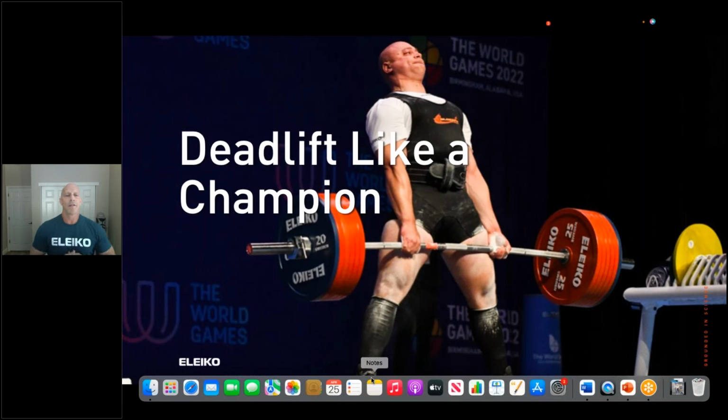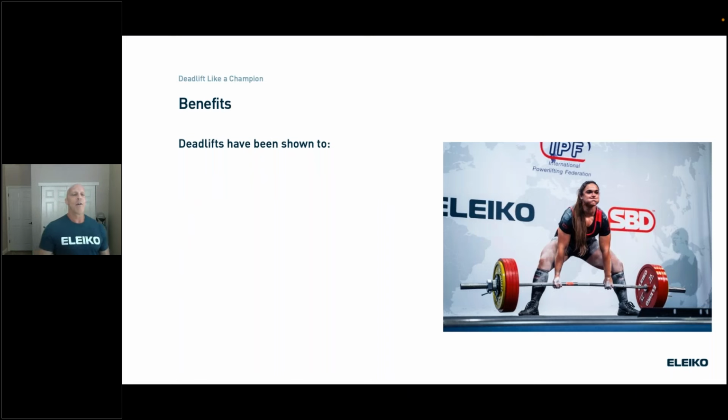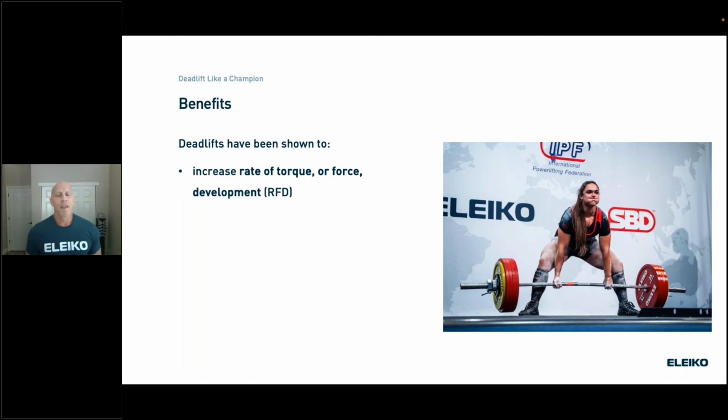As we go through this, I'm going to break it down. First, I'm going to get into some of the benefits that we have with deadlifts, so people are just aware that there are some benefits, and it's pretty interesting what the benefits actually are. What we found from a research standpoint is that, number one, deadlifts have been shown to increase the rate of torque or force development, and the RFD, or the rate of force development, is deemed as one of the most important factors for athletic performance.